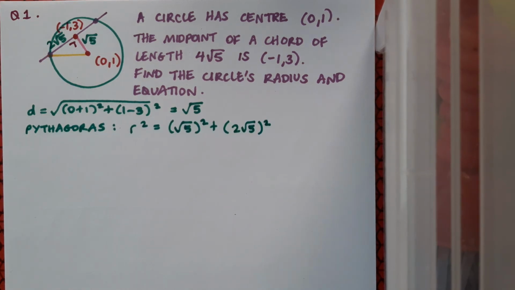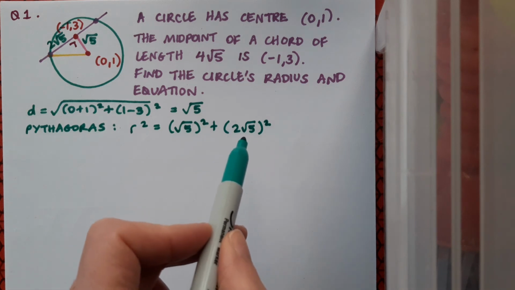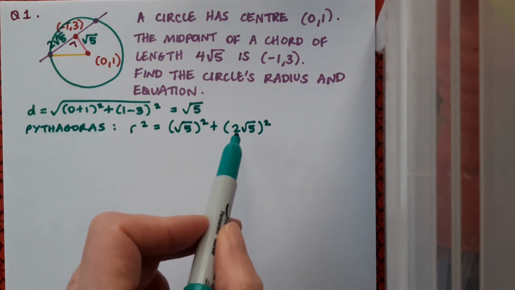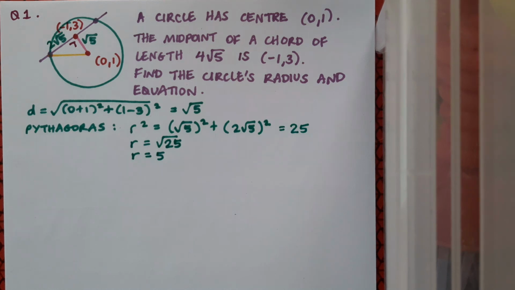Do make sure to put a bracket around these when you're squaring them. It's not quite so crucial for the first one, but for the second one it's really important because you're squaring not just the root 5 but also the 2. So we get a value of 25 for r squared, and r is root 25, which works out nicely as 5. So now we've got the radius, that's that part done, and now we need to find the equation.